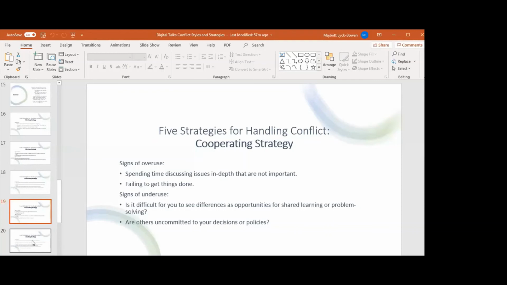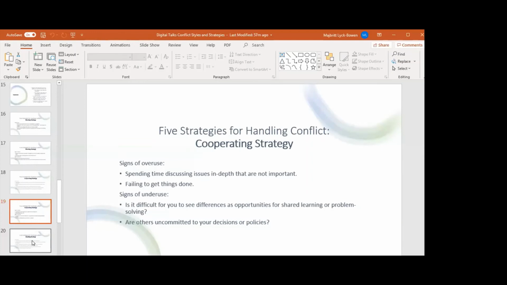Other signs of underuse is if it's difficult for you to see different people's concerns as an opportunity for understanding more about where they're coming from, and also finding a better solution. So if you are in a situation where you don't really see difference, and you don't see people who disagree with you as a good thing, you know, you don't see that as, oh, let's challenge them, let's try and see if we can find a solution that we are both happy with, then perhaps you need to use the cooperating strategy more.